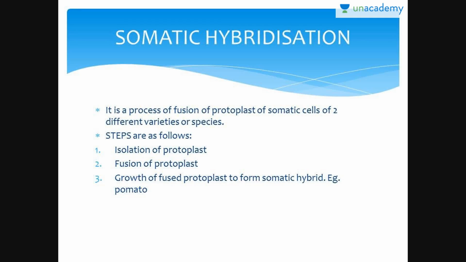The last topic we'll have for this chapter is somatic hybridization. Somatic hybridization is defined as a process of fusion of protoplasts of somatic cells of two different varieties or species. The steps involved are: first, the isolation of protoplast is done, then the fusion is considered, and then later on growth of fused protoplast to form somatic hybrid. An example is in tomato, to get a new hybrid.